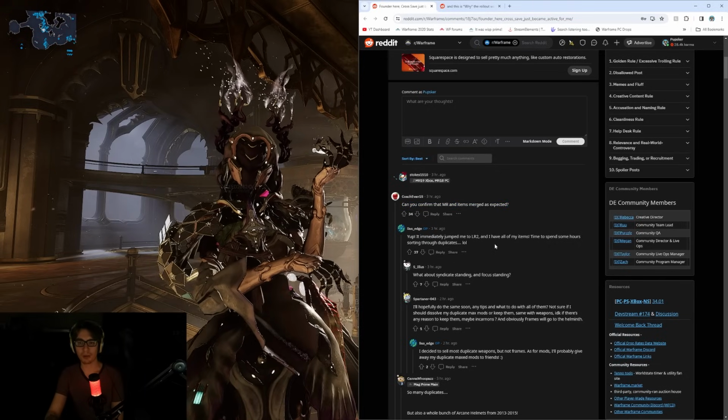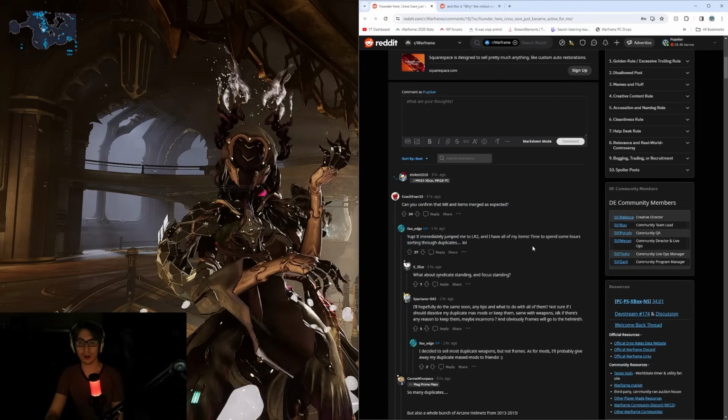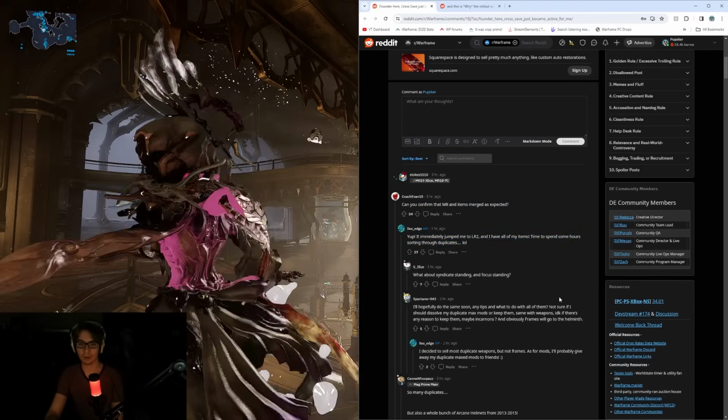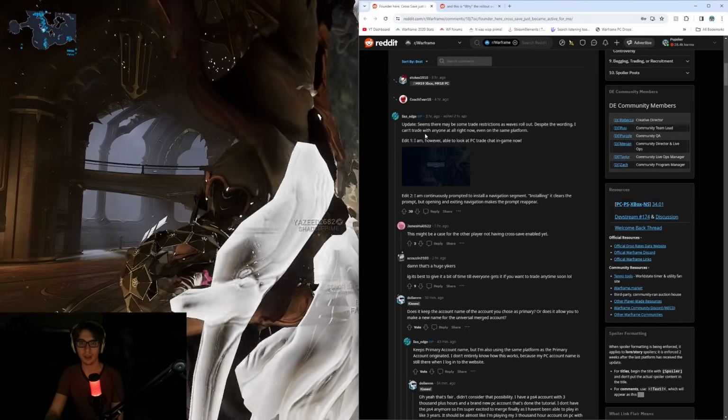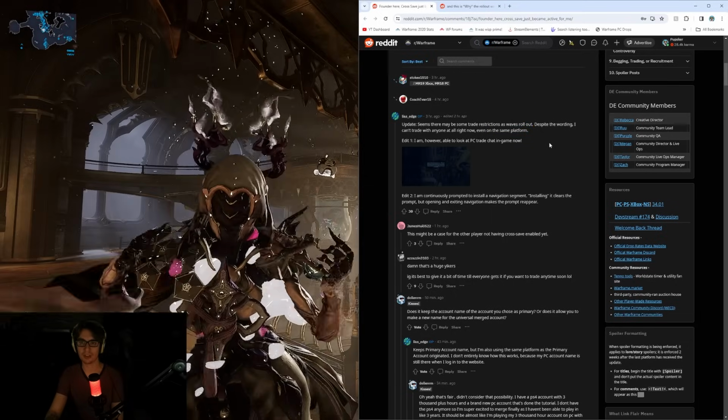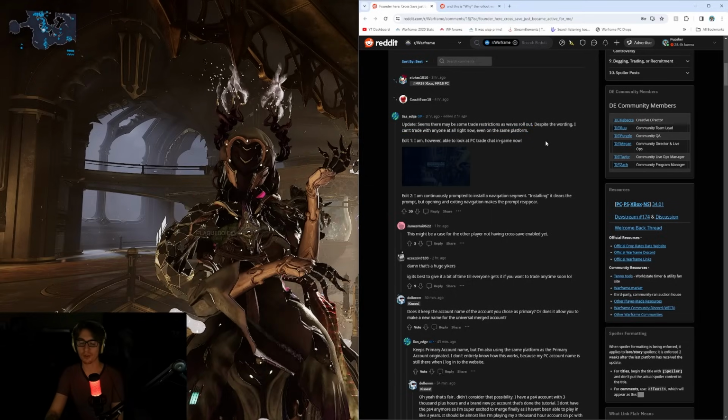MR items merged properly. Jumped me to LR2, all my items. Now got to sort through duplicates. Understandable. Okay. Updates, you need trade restrictions as waves roll out. Okay, so they didn't have cross trade.